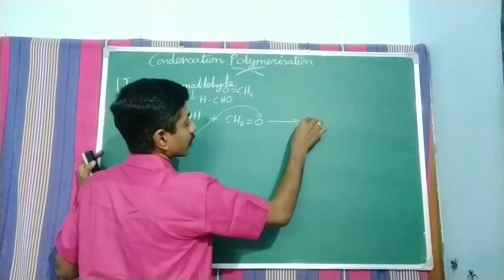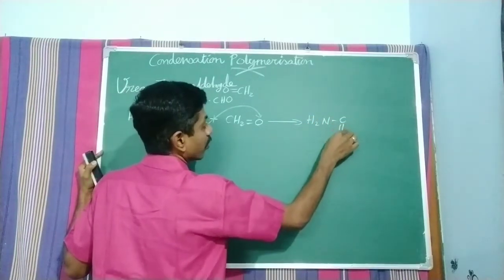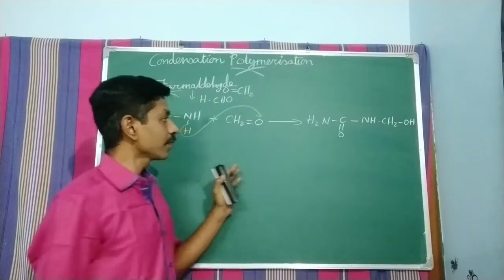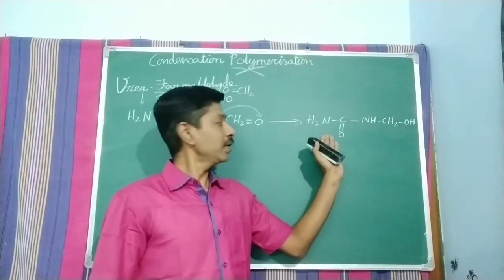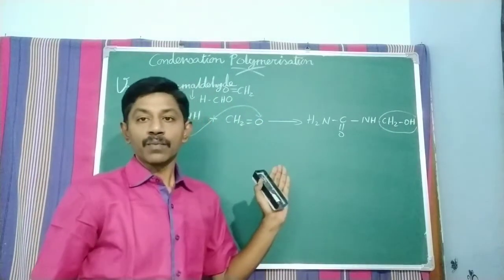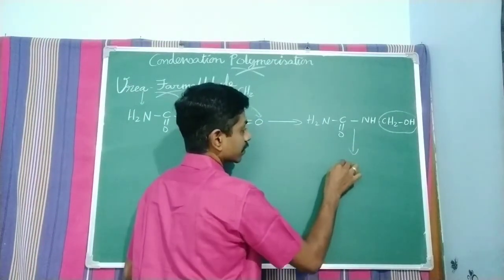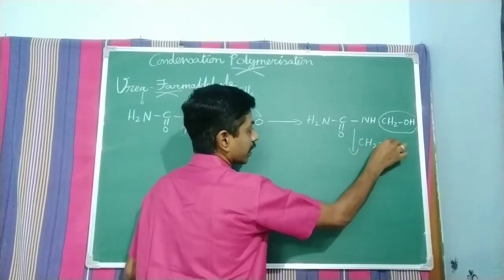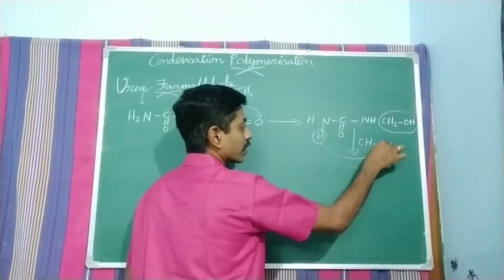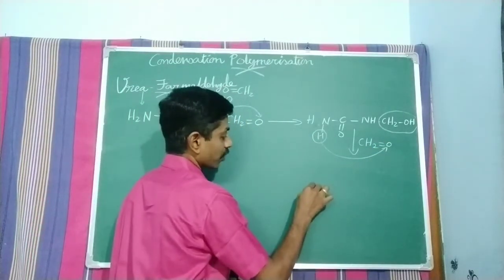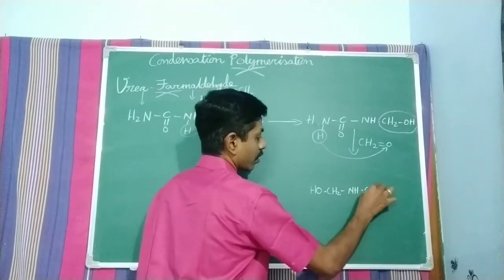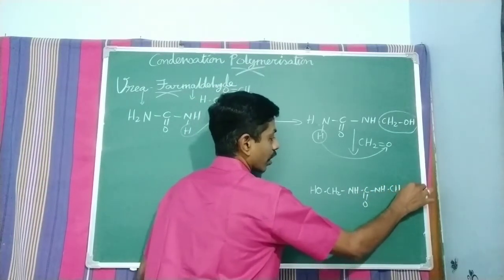You will get the next compound, NH2 C double bond O, NH and CH2OH, and this particular molecule is a combination of urea and formaldehyde. They call it urea monomethylol. And again, that is going to react with one more molecule of formaldehyde. That means one of these hydrogens, I can write this way, will go and join with this oxygen. So the resultant product will be HOCH2NH C double bond O NH CH2OH.